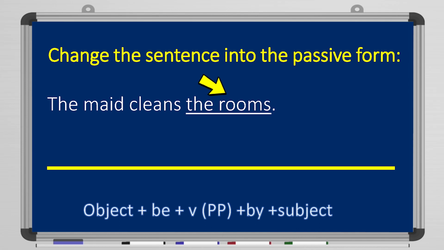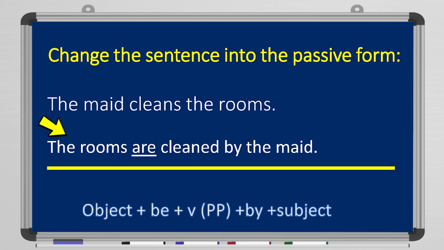Easy? If I say the maid cleans the rooms, now the rooms, our object here is in plural form. What will change? Or will it be the same? What do you think? No, it will change, of course. The rooms are cleaned by the maid because the rooms are plural. Very easy. All you need to do is follow an equation. How easy can that be?